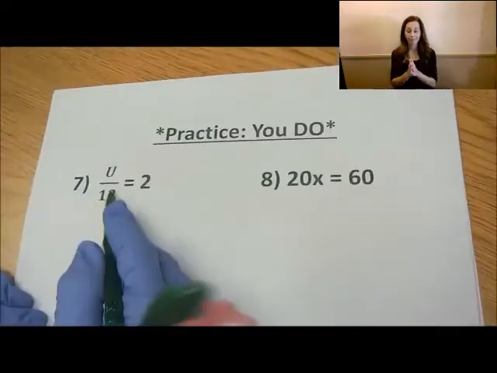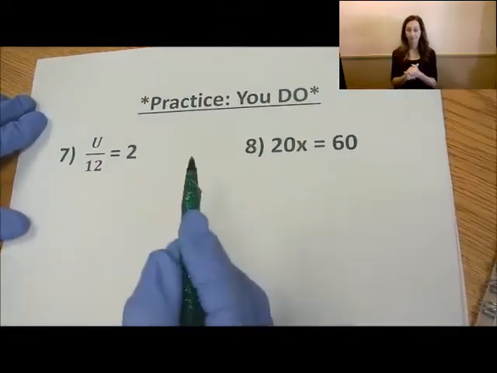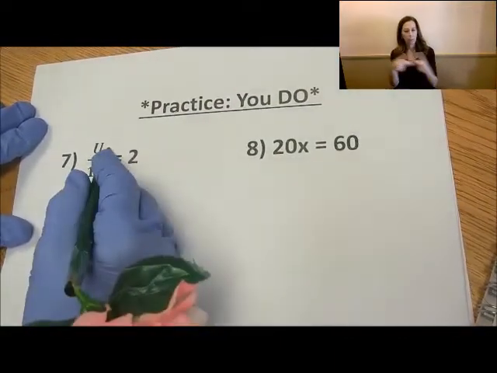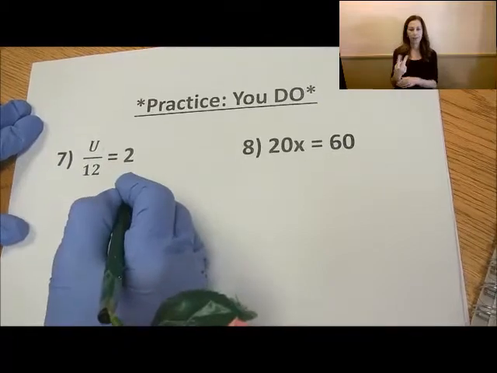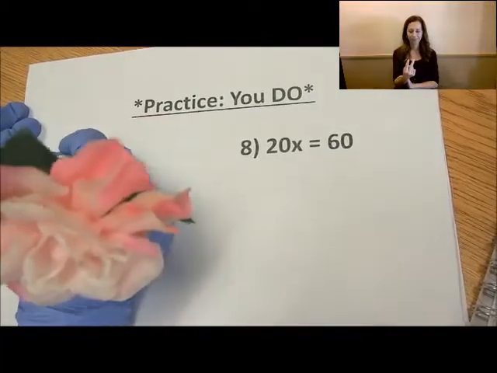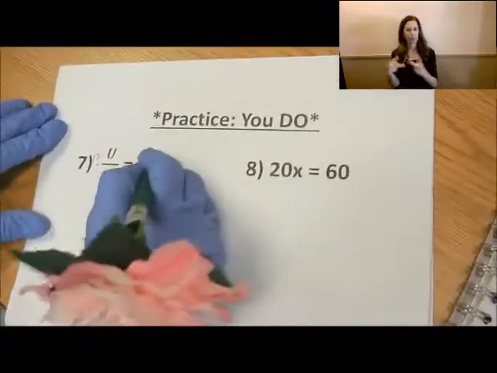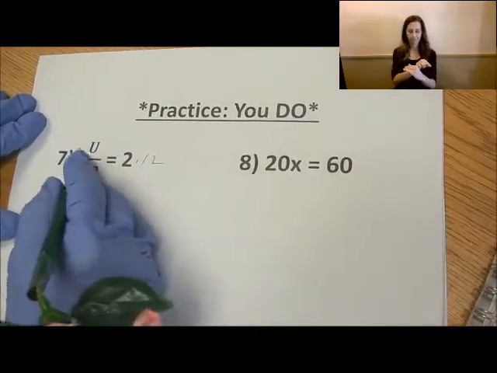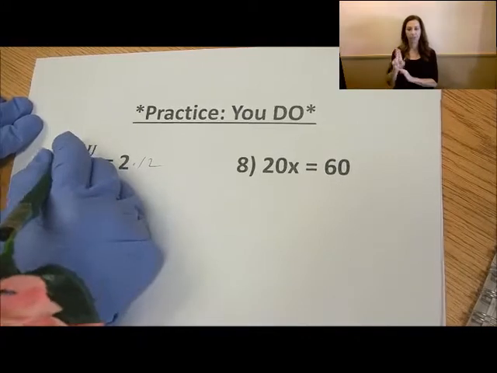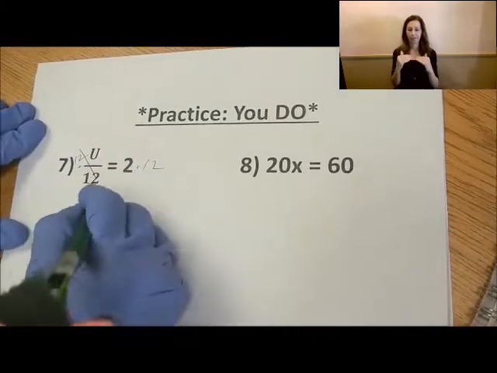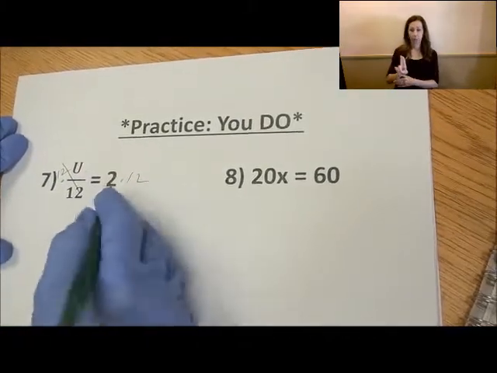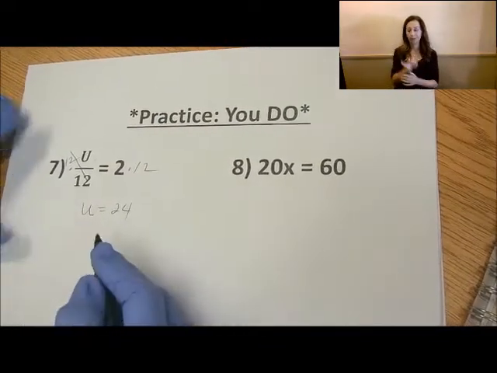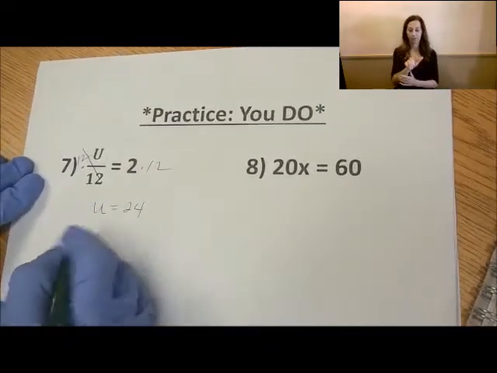Okay, back to division. So now we've got to multiply. We've got u divided by 12 equals 2. So we're going to multiply by 12 on both sides. We have 12u divided by 12 equals 1u, and 2 times 12 is 24. So our answer is u equals 24.